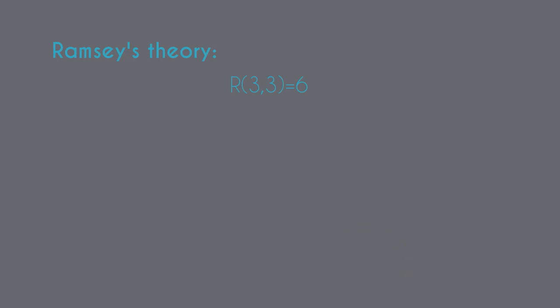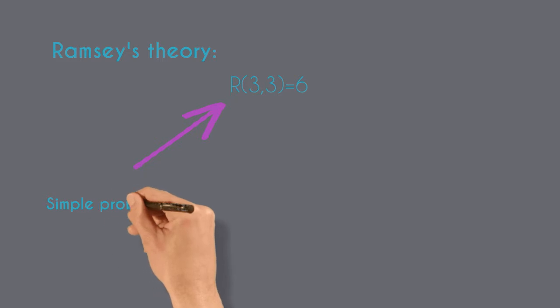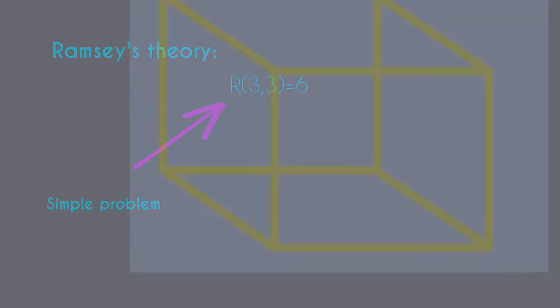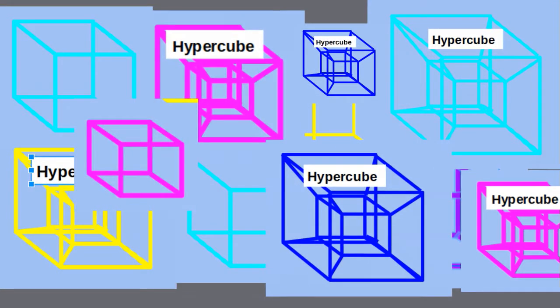Now, we've done a more simple problem with Ramsey's theory. Let's try a more complex one next, one that deals with cubes and something called hypercubes.